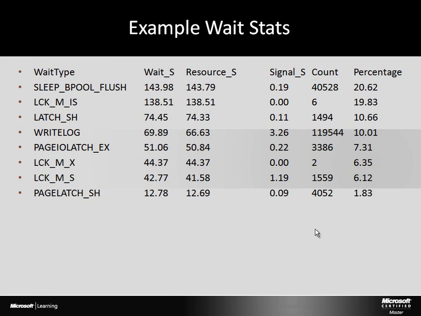Let me just do this. The share mode lock waits here, okay, the total wait time is 42 seconds, but there's been 1,559 waits. That says that each of those waits is very short, so I don't really care about those. But look at this. There are these exclusive mode waits where the total wait time is 44 seconds, but there's only been 2 waits. So each of those waits was 22 seconds. So that's something that I'm interested in.